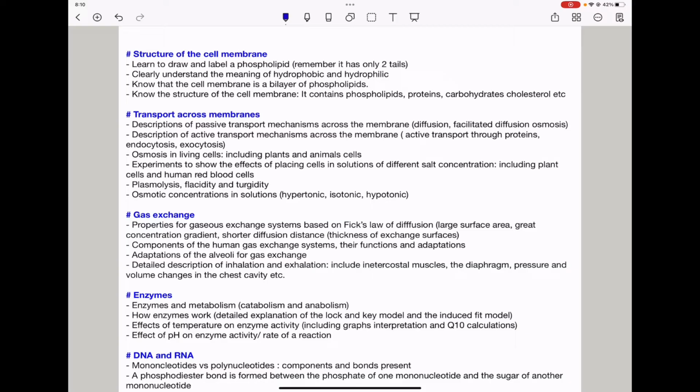If it's thin, then there is going to be greater diffusion. We need to know the components of the human gas exchange system in terms of their functions and adaptations. We need to know the adaptations of the alveoli for gas exchange. Why are they very efficient at carrying out this function? You need to know the adaptations they have. We need to know the detailed description of inhalation and exhalation, including what changes are going to occur on the intercostal muscles, the diaphragm, the pressure, as well as the volume changes that occur in the chest cavity, and so on.